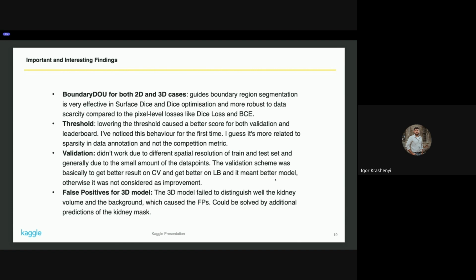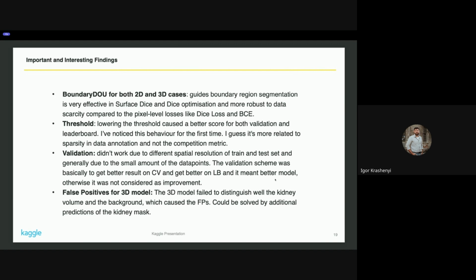What was interesting also is that on my validation, the optimal threshold was around 0.15, 0.2. But on the leaderboard, I discovered that lowering the threshold improved the metric. And actually, on the public leaderboard, the optimal threshold was around 0.05. But for the private, the threshold was even lower. I guess it's related to the sparsely annotated data and not the metric that was scored on the leaderboard.